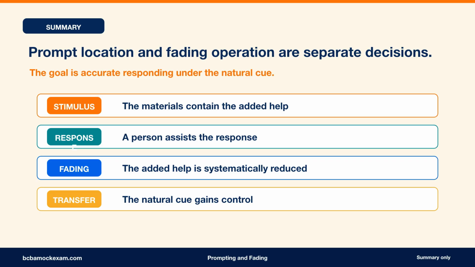Before we finish, compress the lesson into 4 decisions. First, stimulus. The materials contain the added help. Second, response. A person assists the response. Third, fading. The added help is systematically reduced. Finally, transfer. The natural cue gains control. These are not isolated memory lines. They're the sequence we can use when a new scenario changes the surface details.